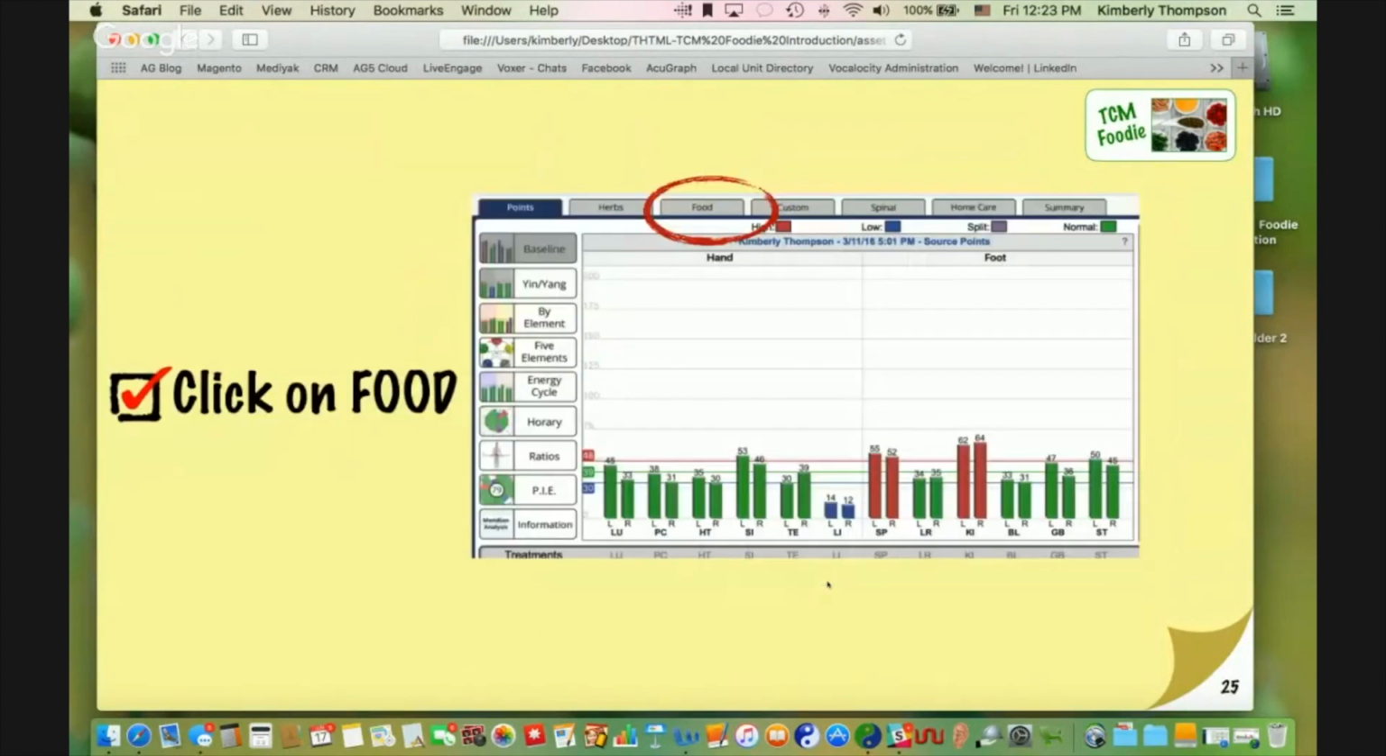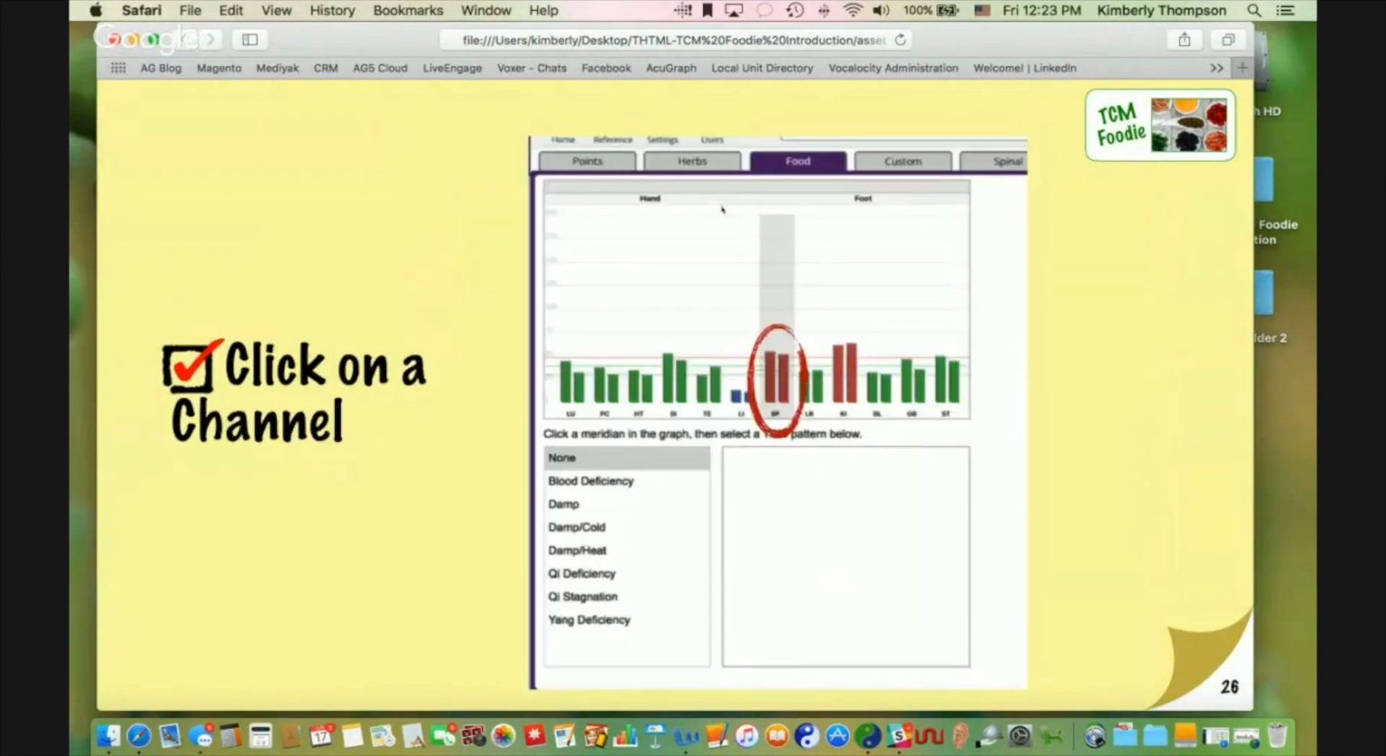And then once you've clicked on it, you'll find the food tab. You'll click on the food tab next. And once the food tab is open, you can click on any channel, whether it is deficient, excess, or green. Any channel you can click on. So in this example, I'm having you click on the spleen.